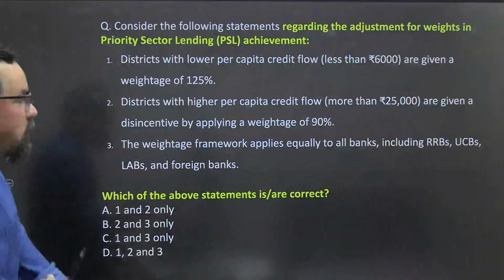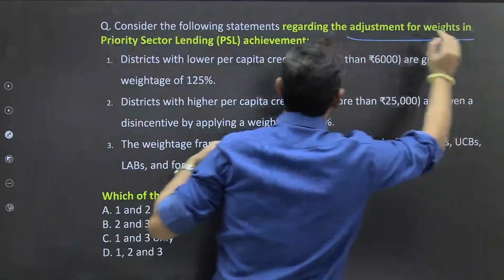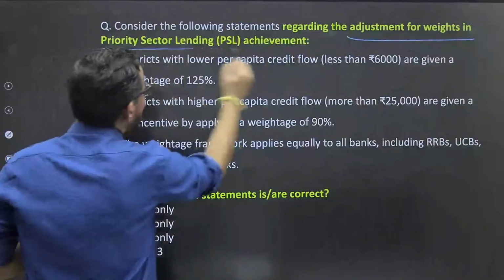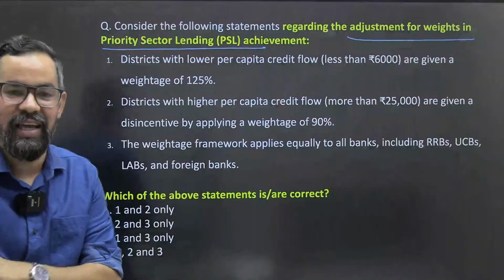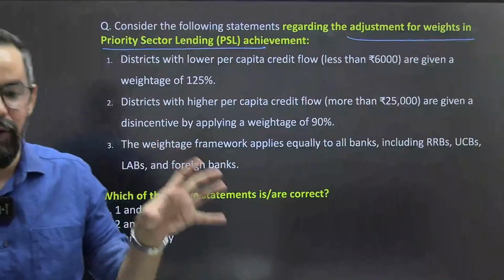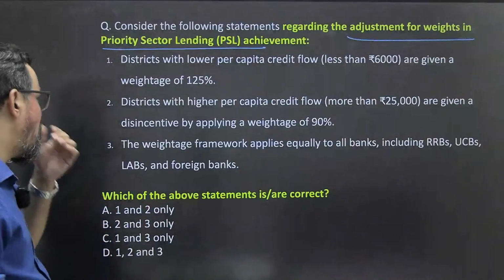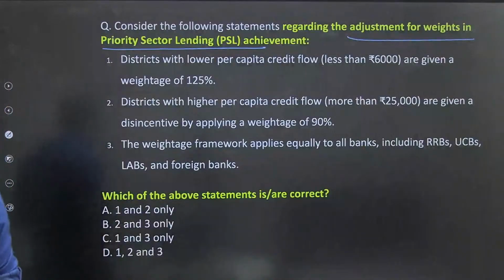वन मोर क्वेश्चन. चलो, consider the following statement regarding the adjustment of weight in priority sector achievements. ठीक है, हाँ, this comes to your branches also. ठीक है, होता है ना ब्रांच वाइज आपका टारगेट एंड ऑल. ठीक है, आई होप एवरीबडी इज अवेयर अबाउट दिस पर्टिकुलर वन. ठीक है, सो what is the target under this particular one? ठीक है, this is something related to our day to day working and all. ठीक है, so what will be your correct answer?